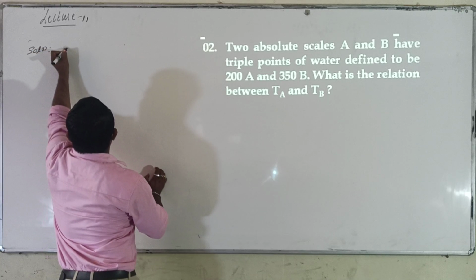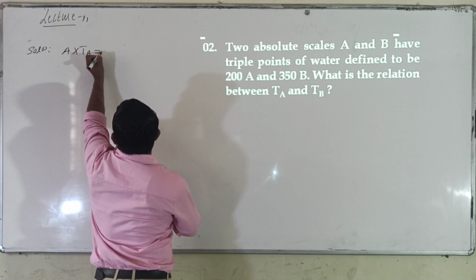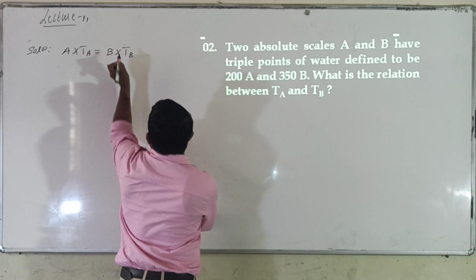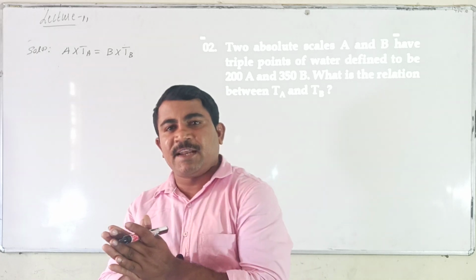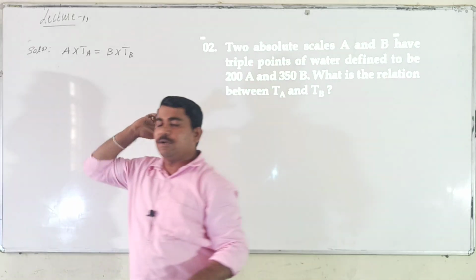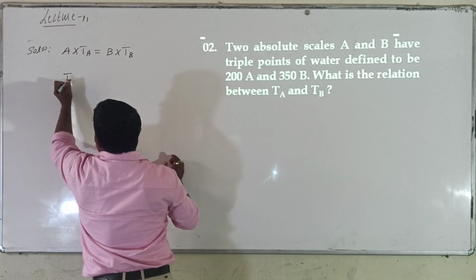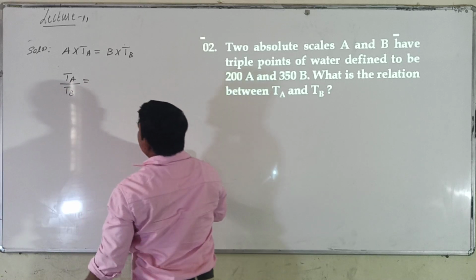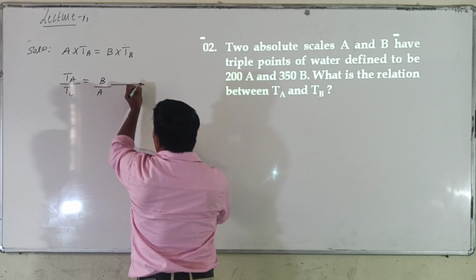At triple point, the product of point A and the temperature must be equal to the product of point B and the temperature, A·TA = B·TB. Are you following this? At triple point, absolute scale temperature must be equal for point A and point B. Now, from this equation, I can represent TA divided by TB. TA divided by TB must be equal to B divided by A. Let us call it equation number 1.